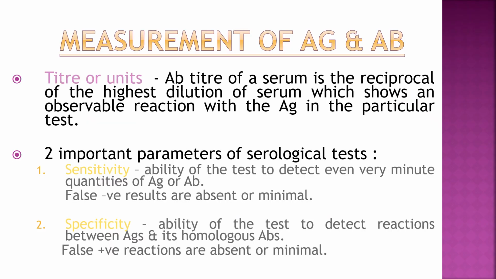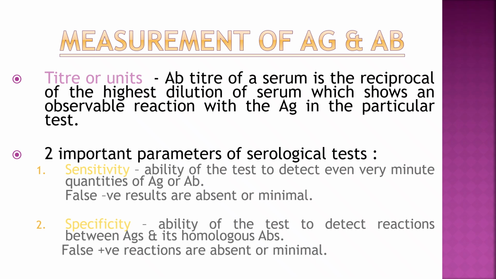Measurement of antigen and antibody titer or units. The antibody titer of a serum is the reciprocal of the highest dilution of serum which shows an observable reaction with the antigen in the particular test. The important parameters are sensitivity and specificity.